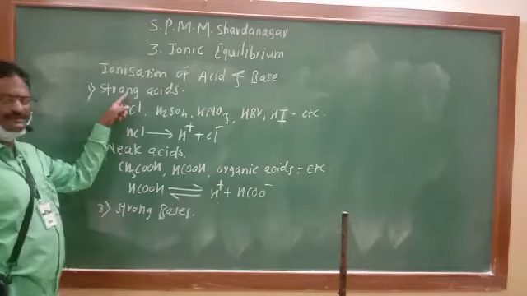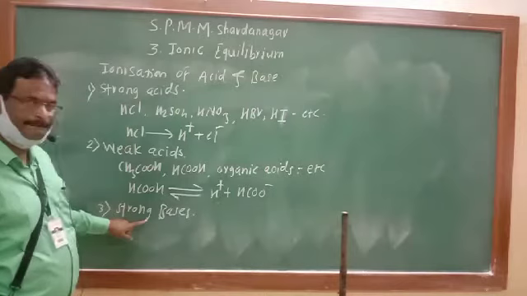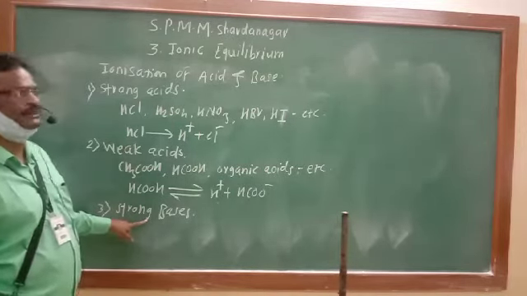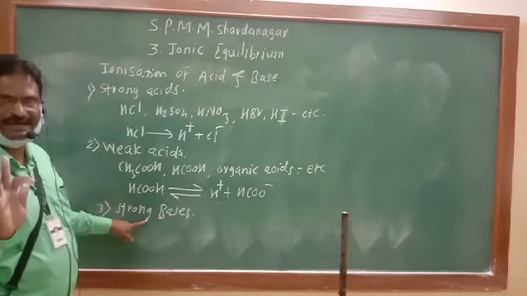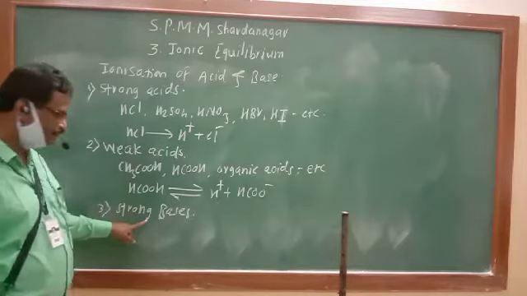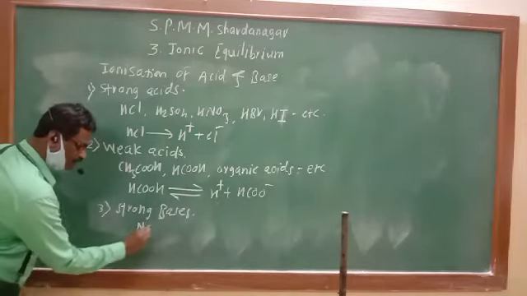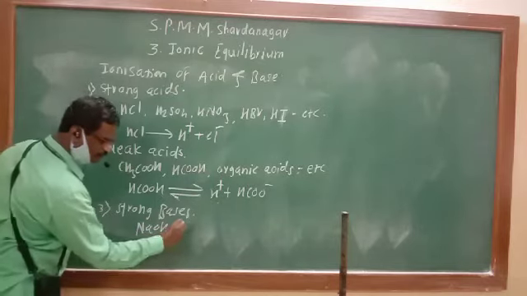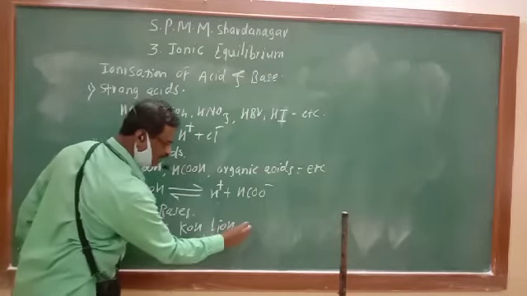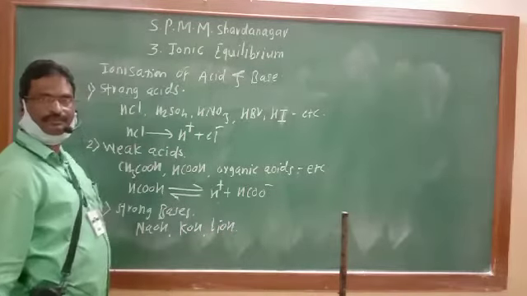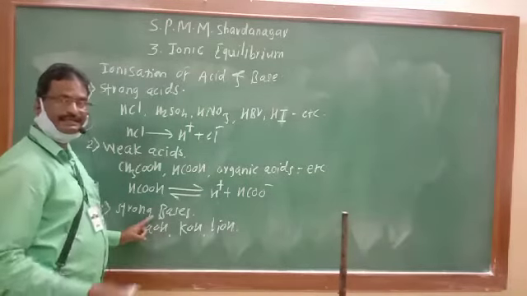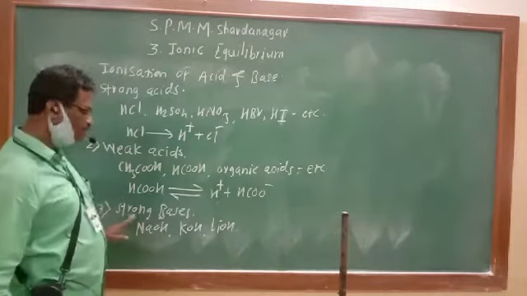Then third one, strong bases, same as that of strong acids. The bases which will undergo complete dissociation, forming maximum number of OH minus ions, maximum number of hydroxide ions, are known as strong bases. The common examples are sodium hydroxide, then potassium hydroxide, lithium hydroxide. These are nothing but the strong bases since they will undergo complete dissociation.